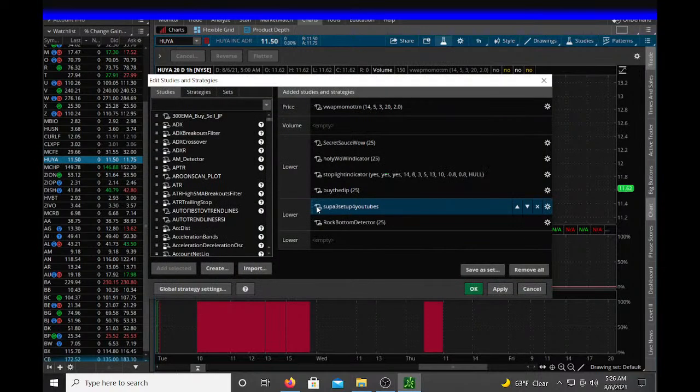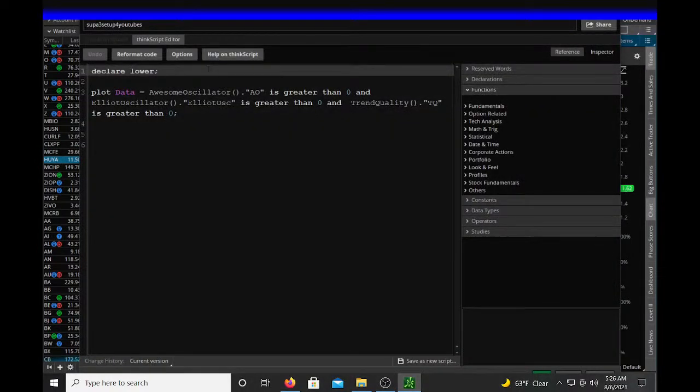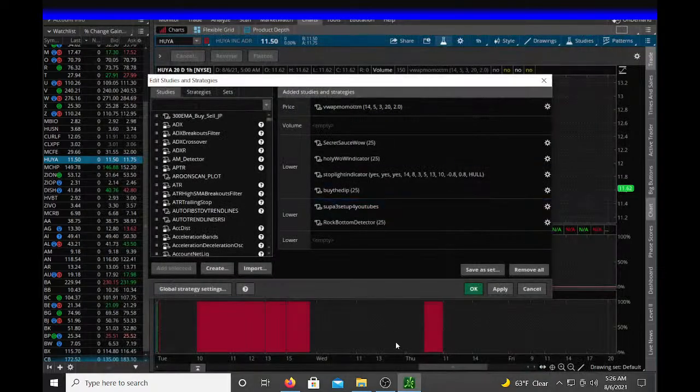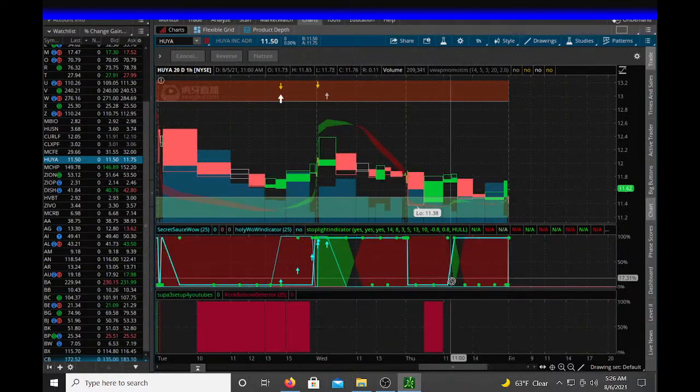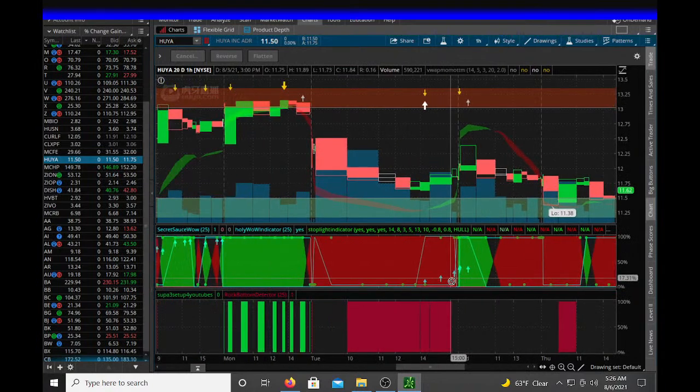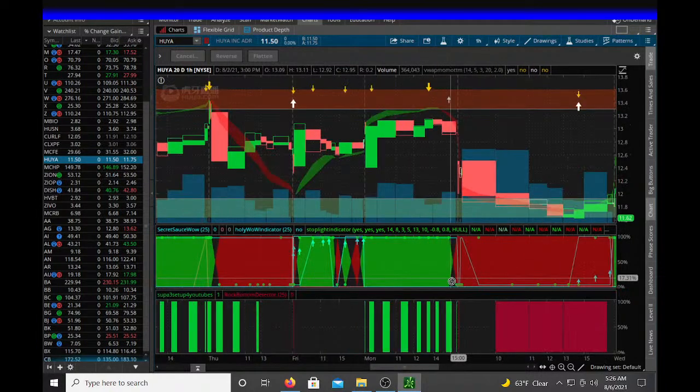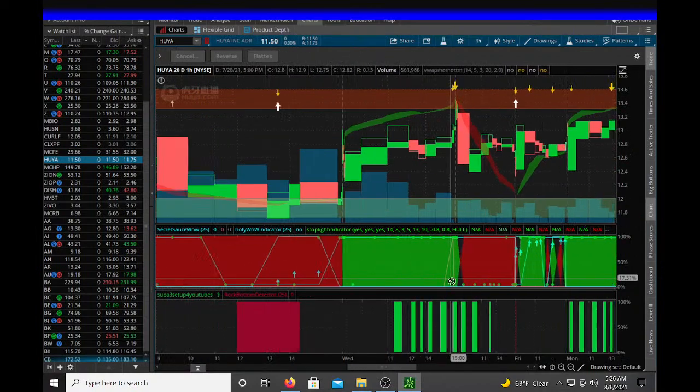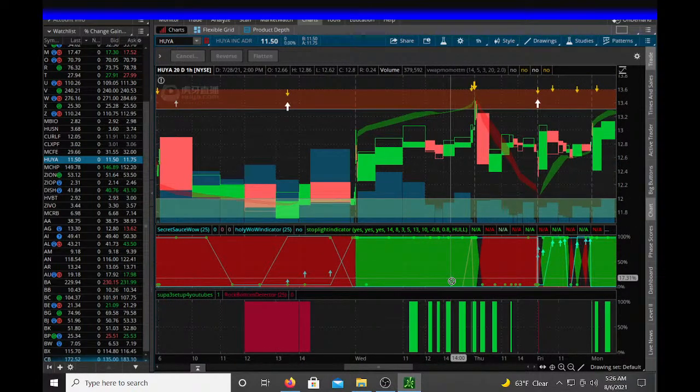And this Supa 3 here uses the Awesome, the Elliott, and the trend quality, all for just about the same signals. Putting the ergodic oscillator in there gives too many false signals, but those three together seem to work. Or even just using Elliott and trend quality. The awesome oscillator isn't totally necessary there, I don't think. At least not all the time.